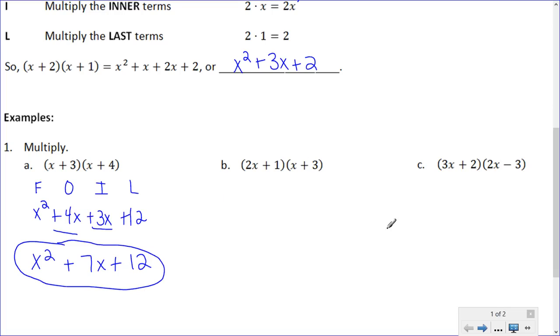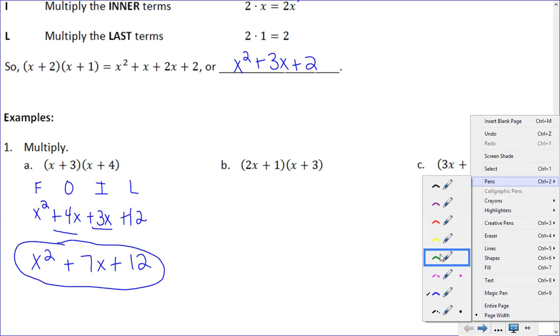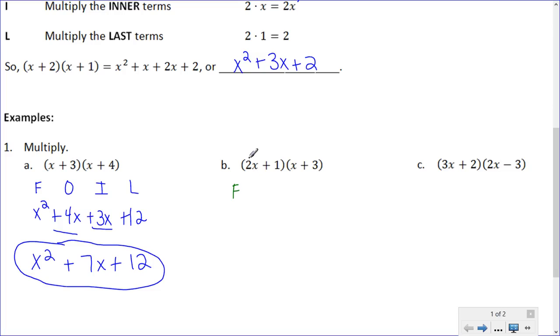Okay, let's do the same thing for this one. F for first, which is 2x times x. That's 2x squared. O for outer, 2x and 3. 2x times 3 is 6x. I for inner, that's these two. 1 times x is x. And L for last, that's 1 and 3. 1 times 3 is 3. And then we'll combine like terms here. We have 2x squared plus 7x plus 3.